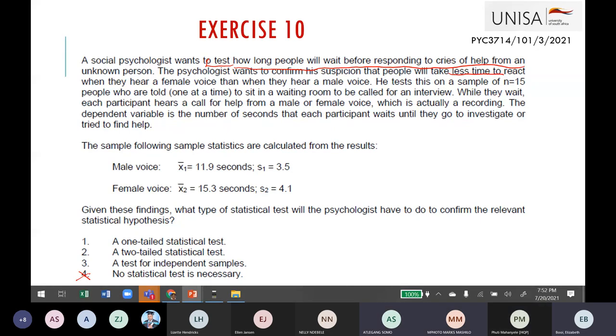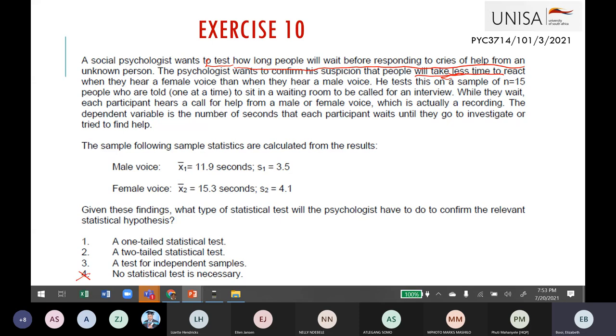Then the other thing that will help to know what type of test you're going to be doing is that statement, the less time. So it cannot be no statistical test. There is a statistical test that he needs to do. The only other options that I left are 1, 2, and 3, where no statistical test is necessary. It's irrelevant, because there is a statistical test that he can do, because he recorded the number of times people go and assist while they were waiting in the room. So he has the information to help him do the test.